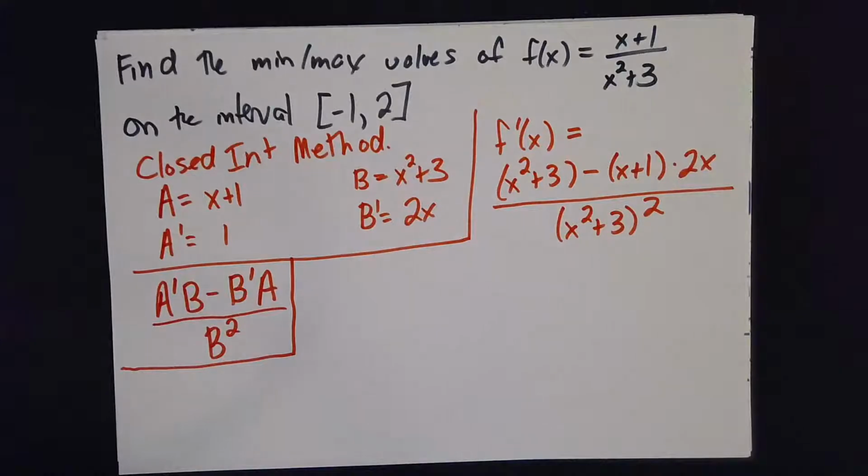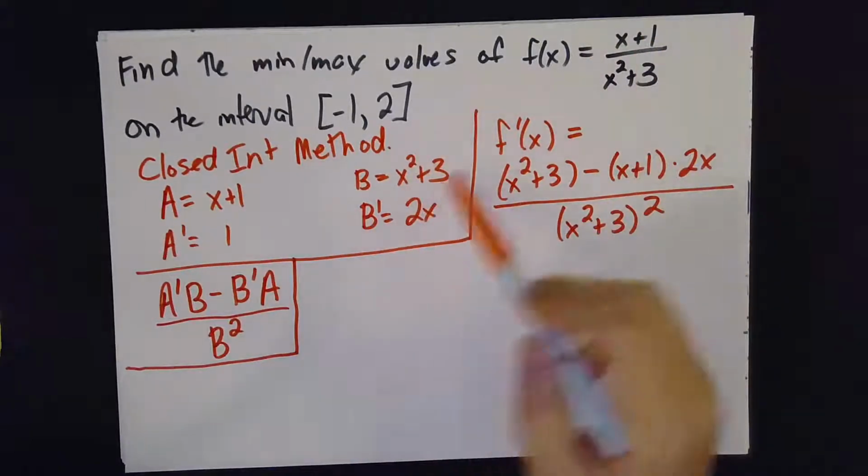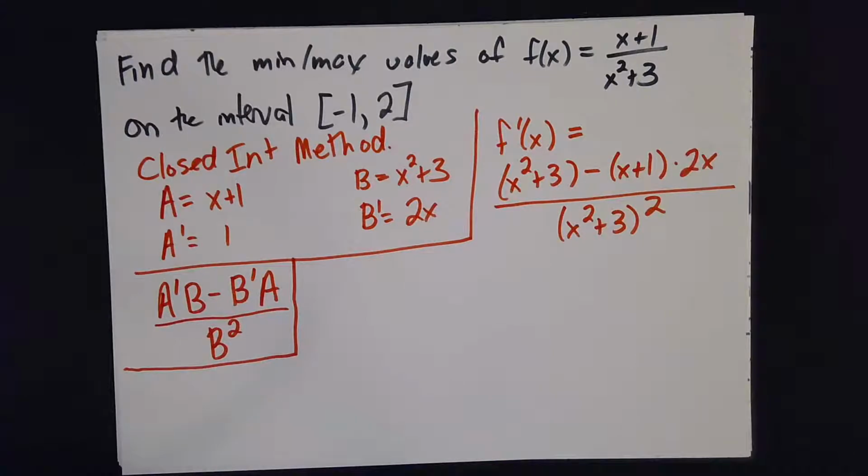So if you had a note on your test 6 that said something like, this was a backwards quotient rule, that's what I'm telling you. You need to make sure that your A is the numerator, the B is the denominator, and then it has to go in this order.